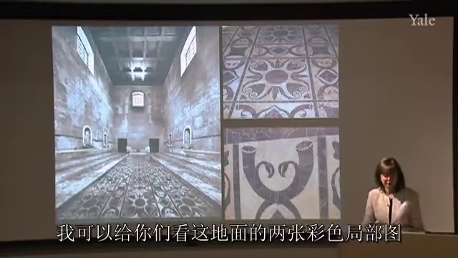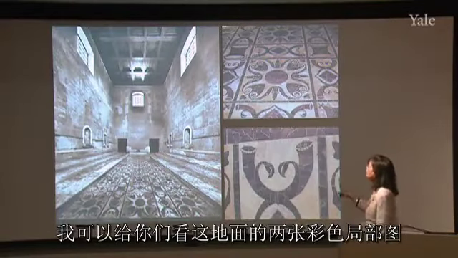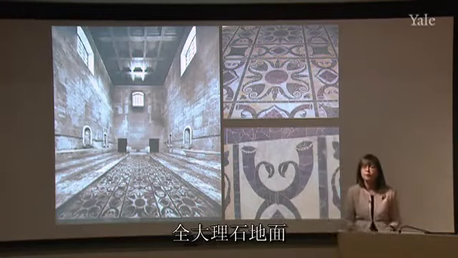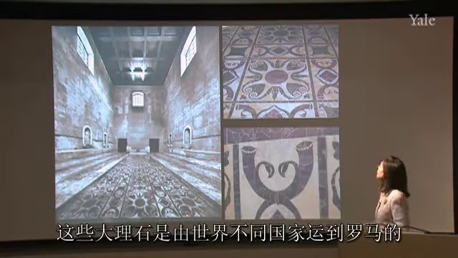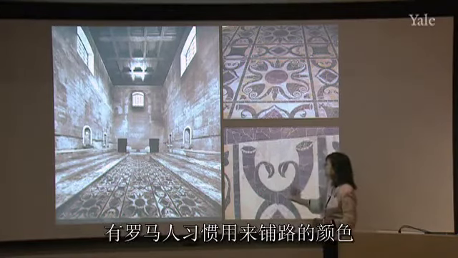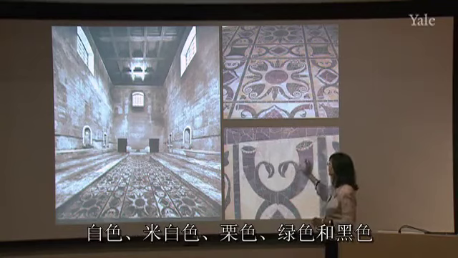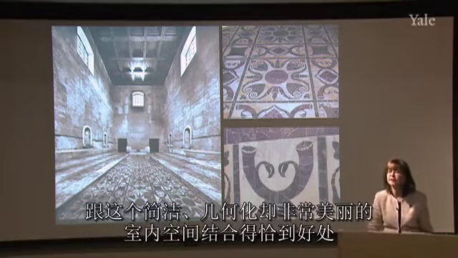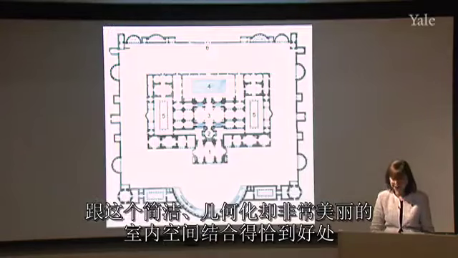And I can show you two views here in color of that floor to give you a sense, all done in marbles brought from different parts of the world, but the usual colors that the Romans liked for most of their marble pavements, a white or off-white, a maroon, green, and black, but very nicely done for this very simple, very geometrically ordered, but very beautiful interior.